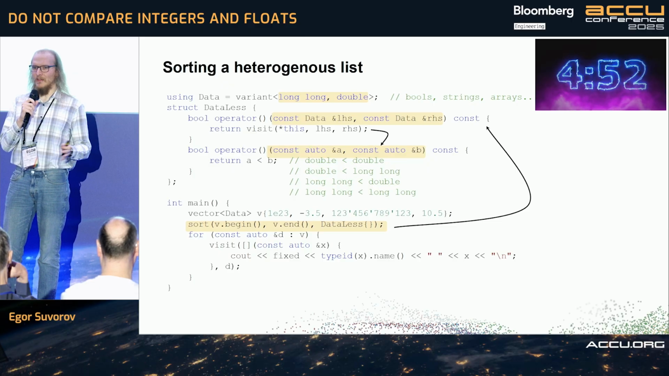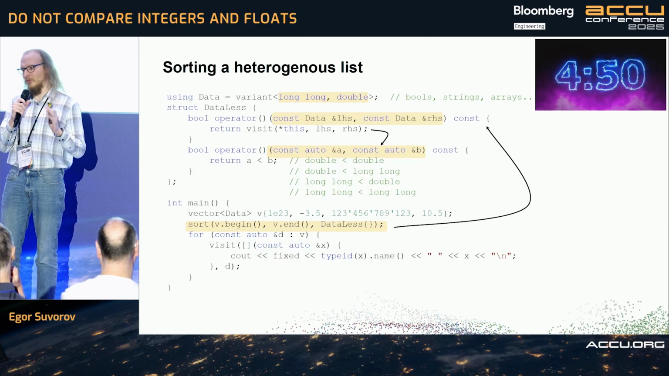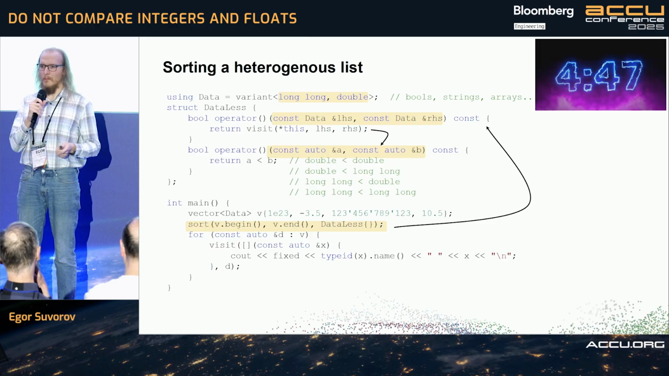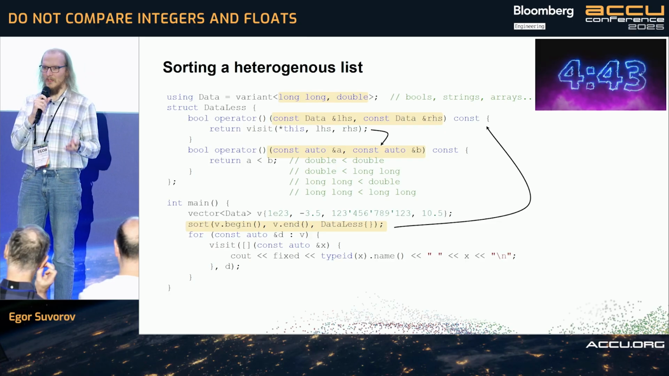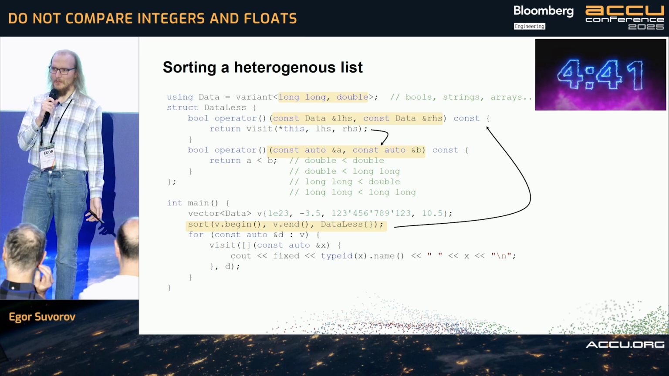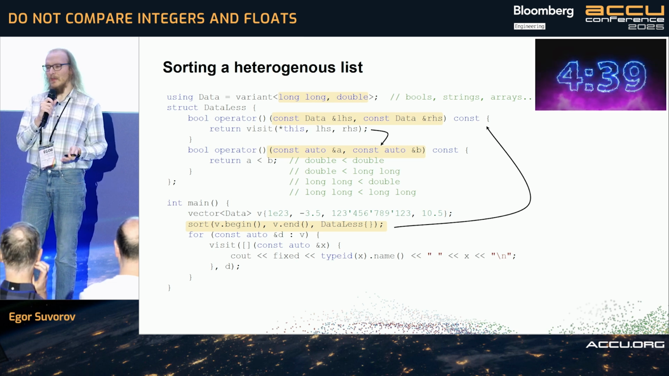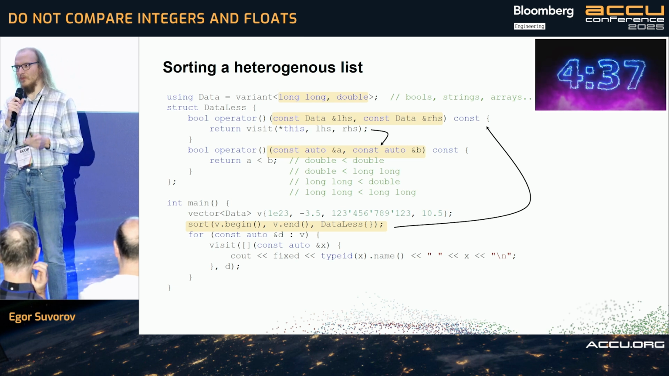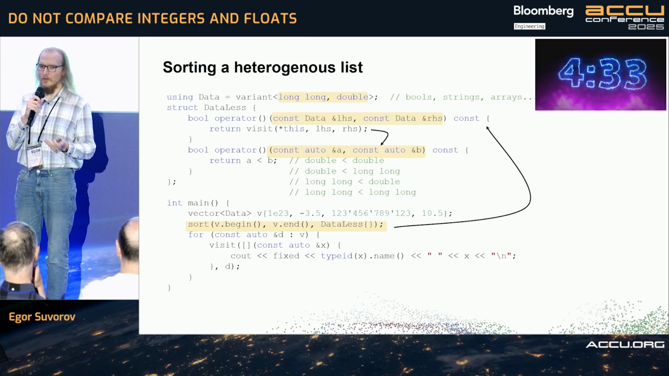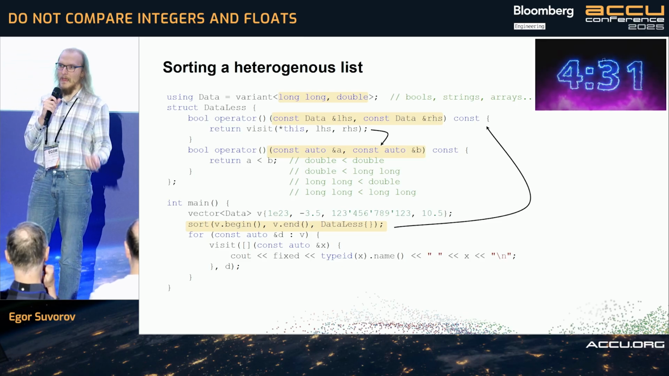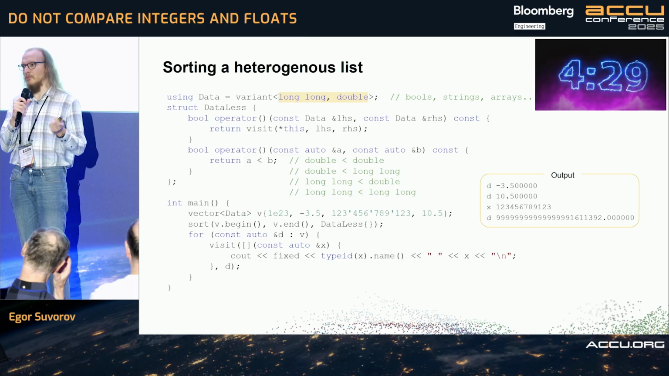Suppose you're writing Excel, you have a column with doubles, longs, some other data mixed, and you want to sort it. So in C++, we would write std::sort, pass it a custom comparator, use std::visit, and we end up in a templated operator with two parameters, a and b. Each one can independently be either long or double, and then we just write a less than b. If we run this code, it works correctly.